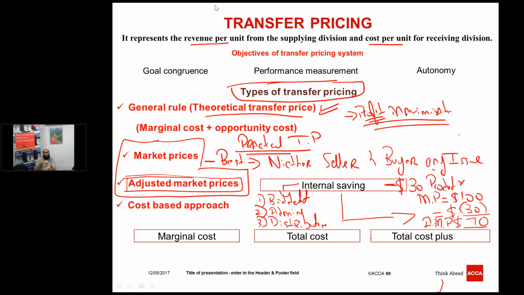The first is that the supplying or selling division is in monopoly. What it means? If the seller is in monopoly, you cannot gauge a correct market price because there is just one seller and there are so many buyers. So the seller can dictate its own prices, and in that case market price will not exist, or I should say a realistic market price will not exist. A comparative market price will not exist.